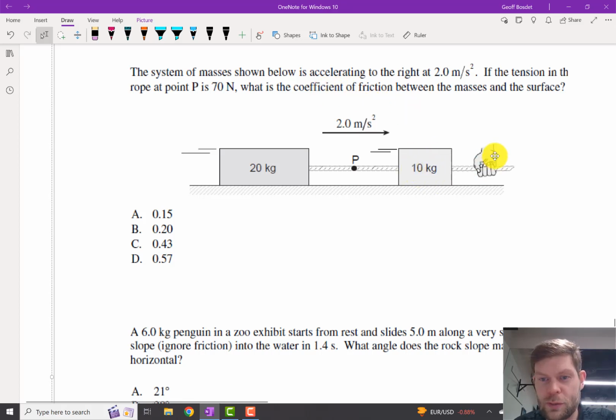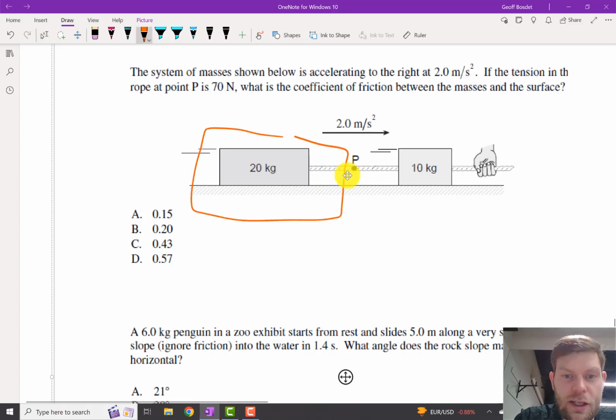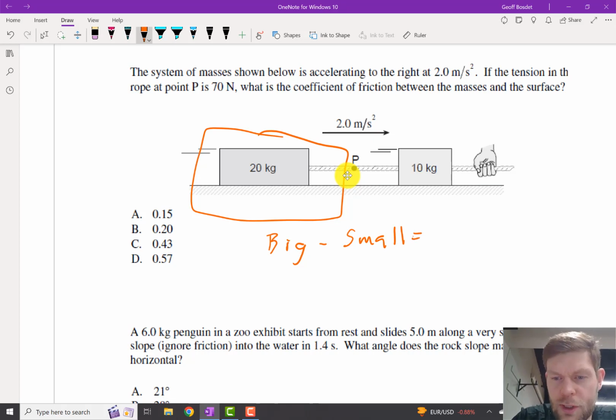So if I just applied it to this one, the hand force would be the big force. If I applied it to the whole system, hand force would be the big force. But if I just look at this guy, he's just getting pulled forward by 70 newtons. So just looking at this guy, big minus small, because it's always big minus small when you're accelerating and two forces are fighting. This is pulling with 70 newtons, so that's our big force. It's accelerating in that direction. Our small force is force of friction, which would be useful to know.